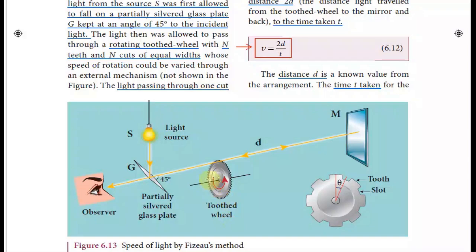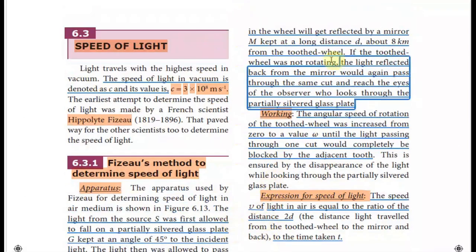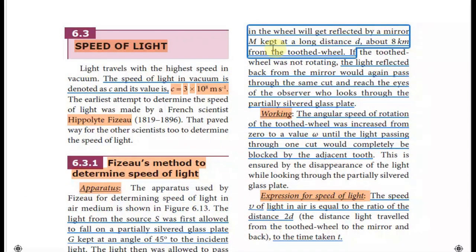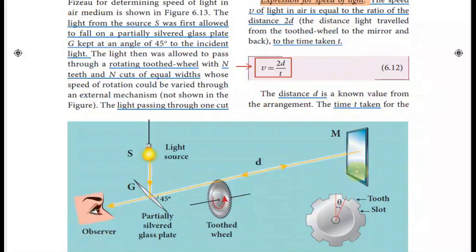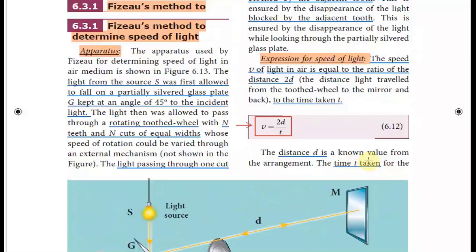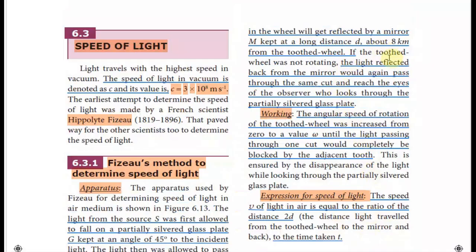The light passing through one cut in the wheel will get reflected by a mirror M, which is kept at a very long distance d, about 8 km from the toothed wheel. If the toothed wheel was not rotating, the light reflected back from the mirror would again pass through the same cut and reach the eyes of the observer, who looks through the partially silvered glass plate.